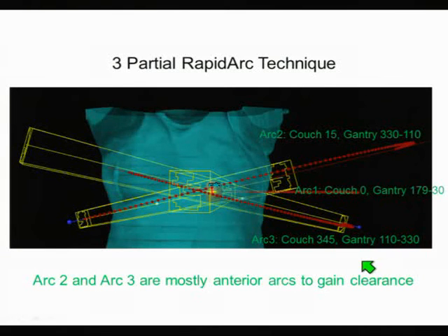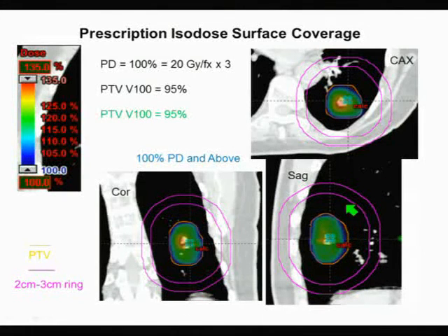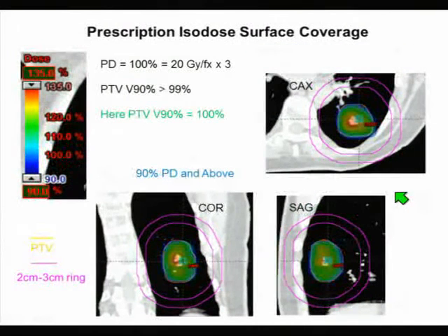So let's go through the exercise of how to evaluate the plan again. Prescription isodose surface coverage: 20 gray times 3 is the prescription dose. For the PTV, 100% dose coverage is defined as covering 95% of the volume. So at 100%, I'm covering 95% of the PTV. The other criterion is that 90% of the prescription dose should cover more than 99% of the PTV. Here I got 90% covering 100% of the PTV.